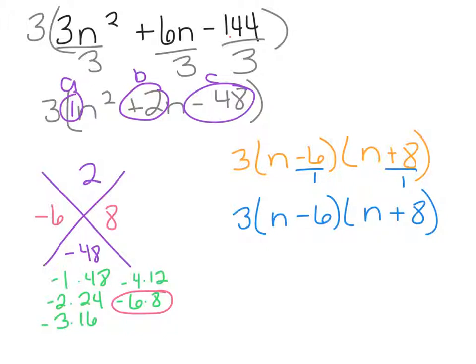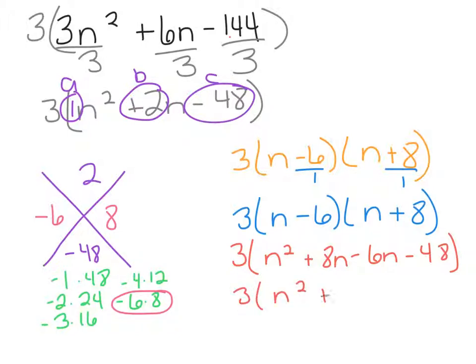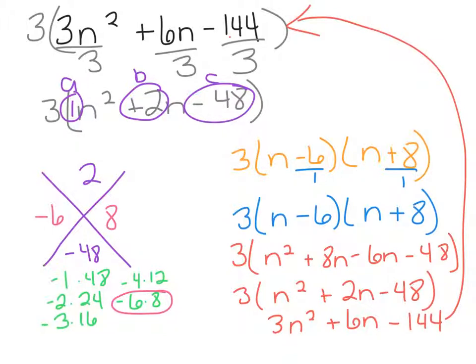Now let's check by FOIL and distribute. So to FOIL, get n squared, outer plus 8n, inner minus 6n, and last minus 48. Then you combine n squared plus 2n minus 48. Now we can distribute 3n squared plus 6n minus 144, which is what we have here. So that is your correct answer.